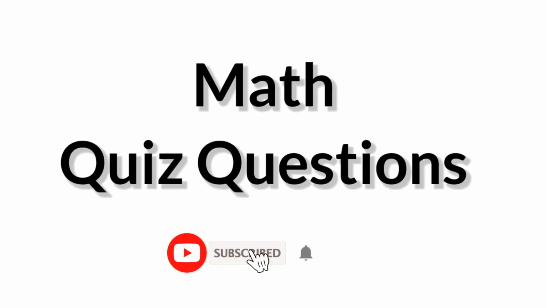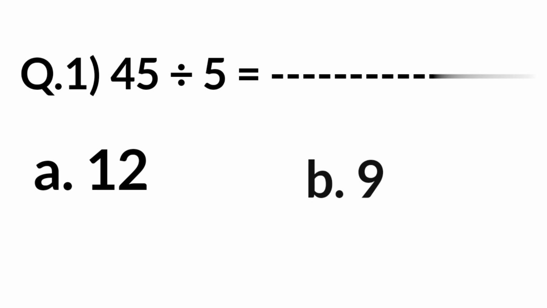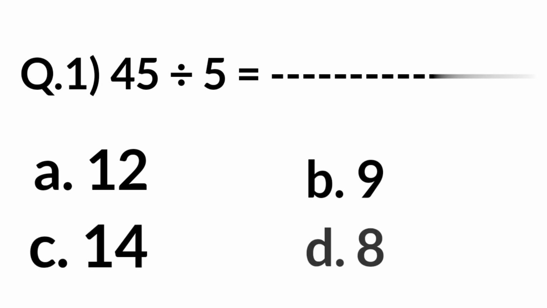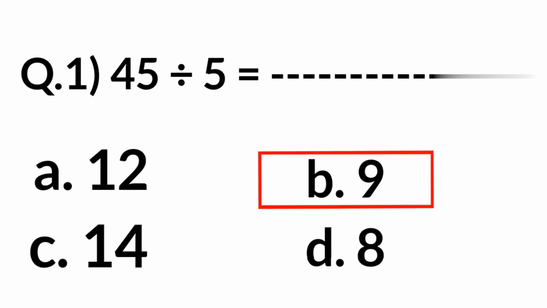Divide math quiz question. Question number 1. 45 divided by 5 is equal to option A 12, option B 9, option C 14, option D 8. The correct answer is option B 9.